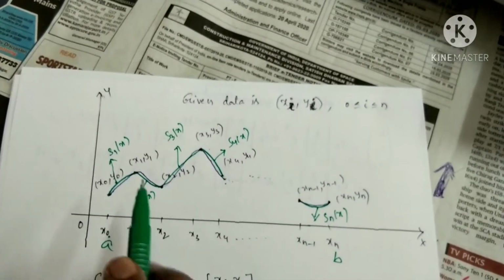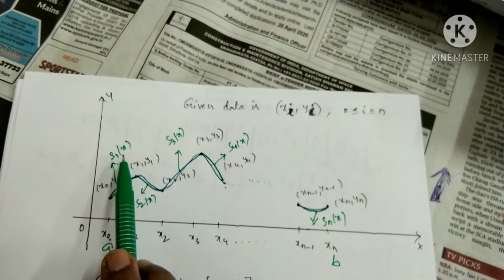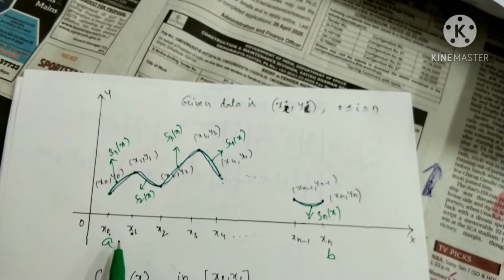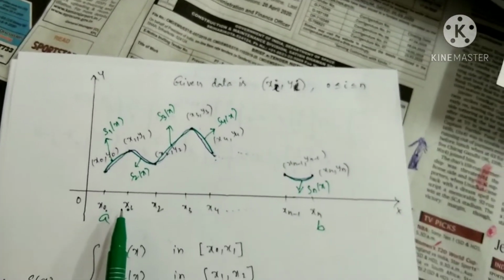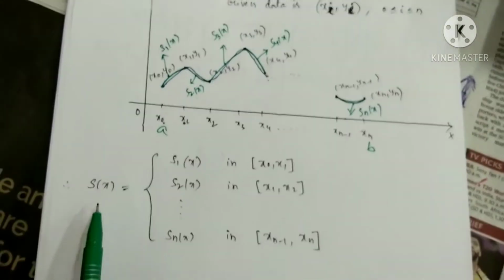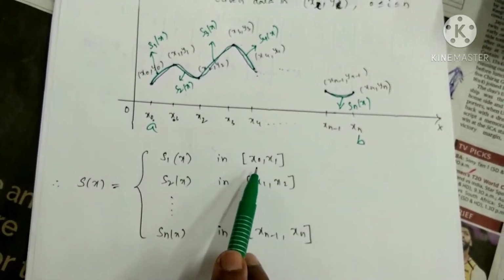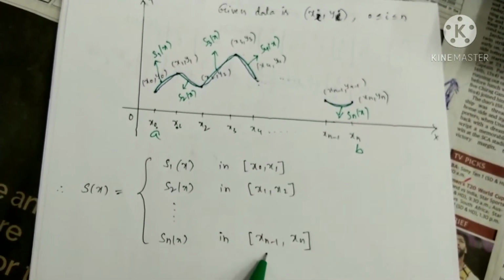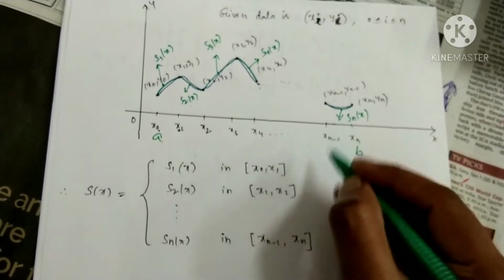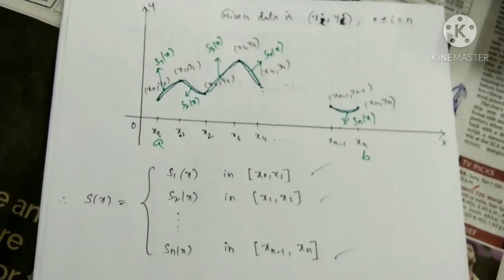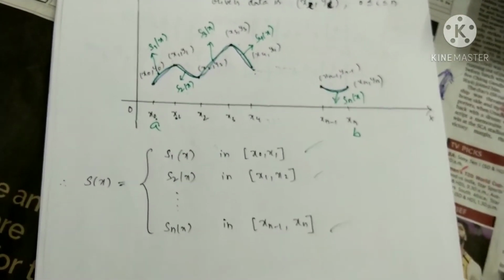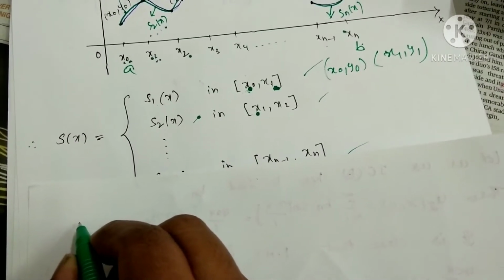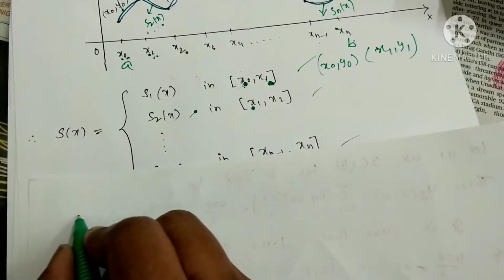Here, our spline interpolation is nothing but finding these s1, s2 and so on in each subinterval. So, our s of x can be expressed as s1 of x over the interval x0, x1, s2 of x over the interval x1, x2 and so on, sn of x over the interval xn minus 1 comma xn. Then how do we find this s1, s2 and so on, sn? Thus, the spline function s of x is said to be a continuous function that has the following properties.